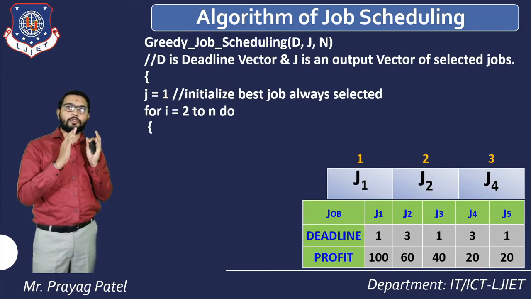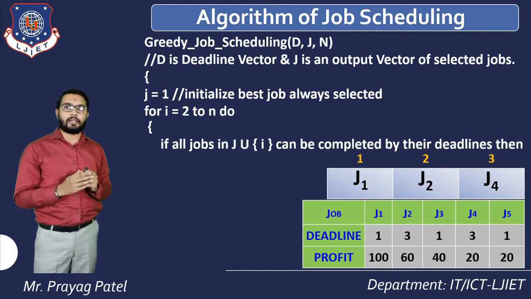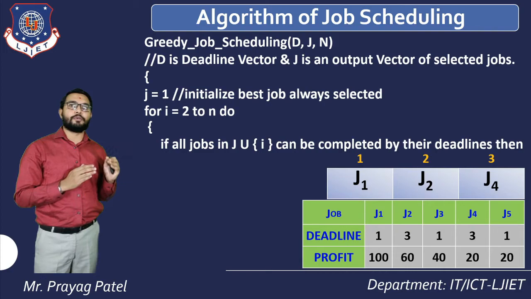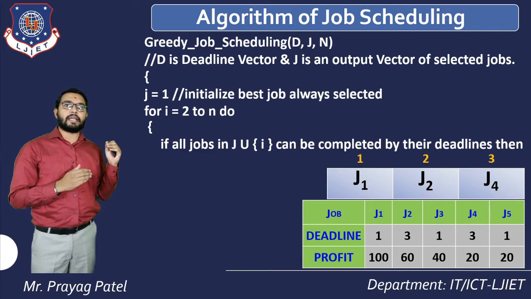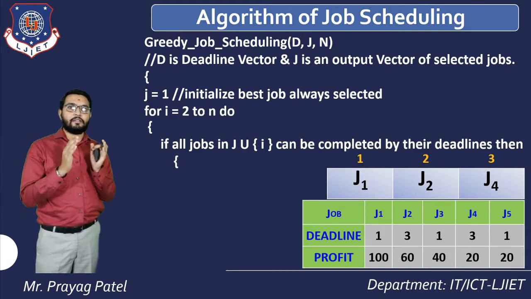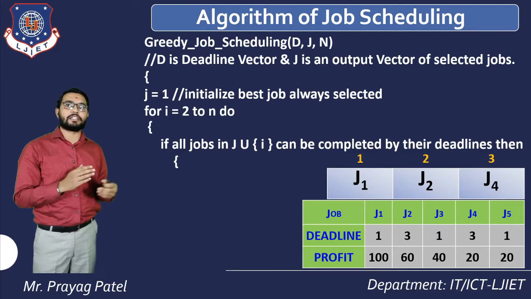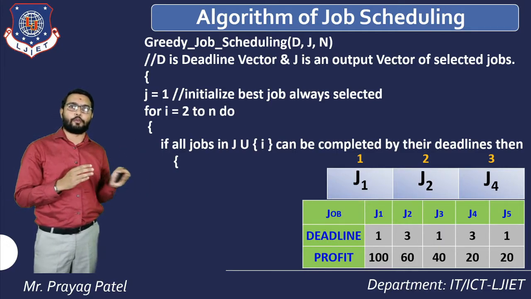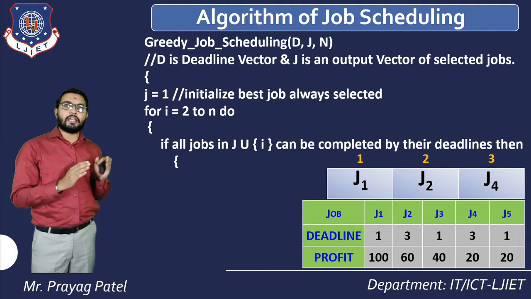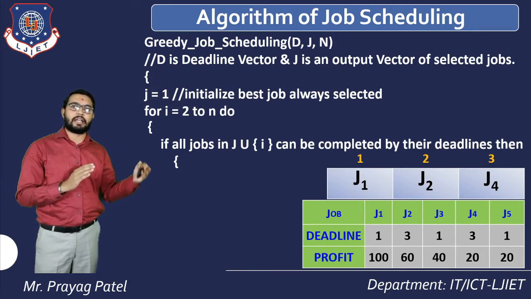Now consider from I equal to 2 to n. What we can do here is first check if all jobs in J union I can be completed by their deadline, then we perform the following task. Means we select the jobs one by one. First we select the first job, after that we select the next job, job number 2, job number 3, job number 4, and we check the condition that J union I can be completed by their deadline. So we select job 1, then job 2, then job 3.